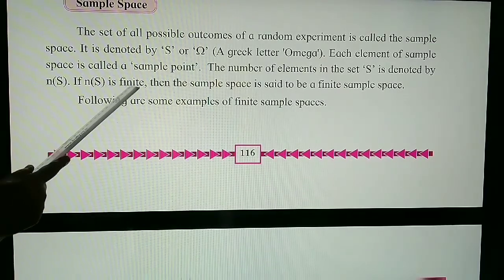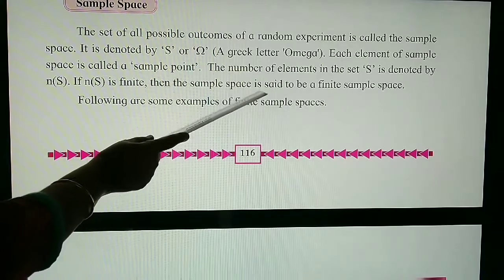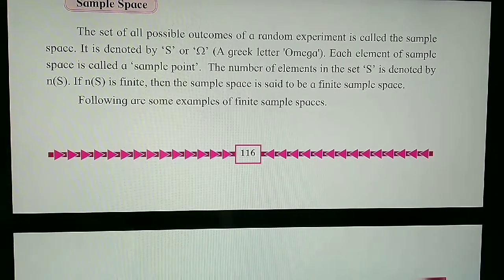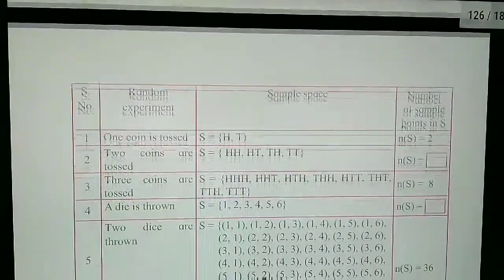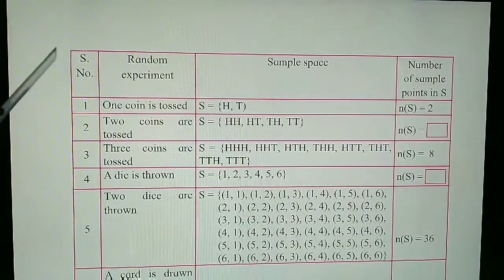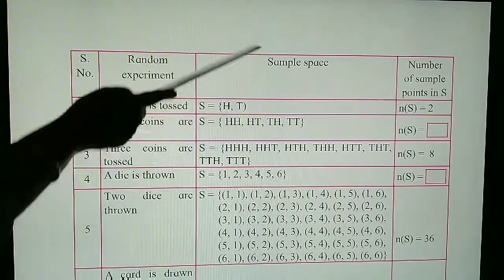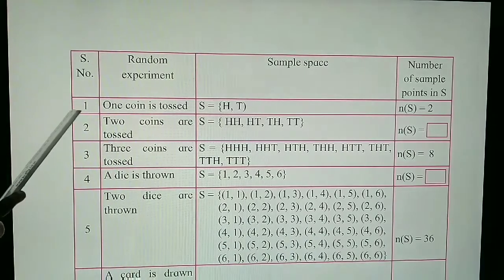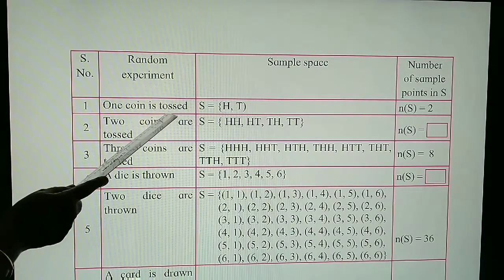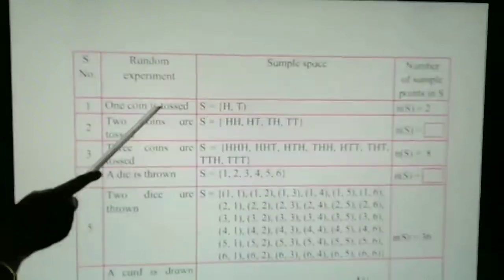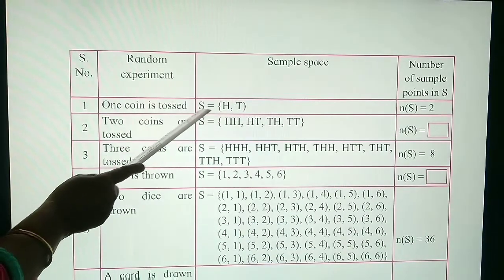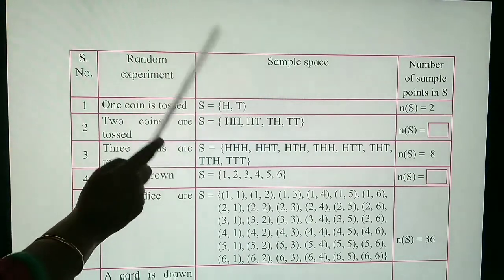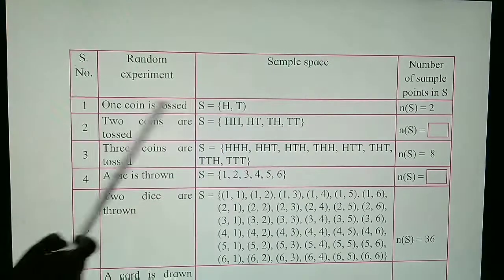If n(S) is finite, then the sample space is said to be a finite sample space. So, let's see some examples of finite sample space. Now, in this chart, here is the serial number, this is the random experiment, this is the sample space, and the last one is the number of sample points in S. See the first example. One coin is tossed. When we toss one coin, we get a head or tail. So, we write here S equal to {H, T}. How many elements are here? 2. So, we write n(S) equal to 2.